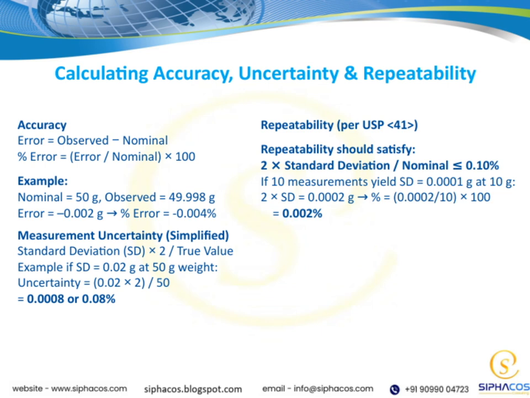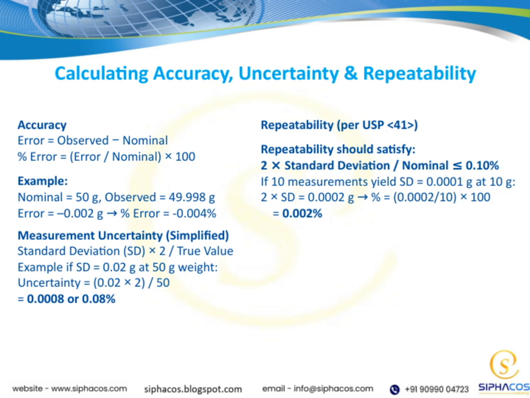Now, moving on to accuracy. Accuracy is about how close your observed measurement is to the true or nominal value. The error is simply the observed value minus the nominal value, and the percent error adjusts that error relative to the nominal to give a clearer picture. For instance, if your nominal weight is 50 grams and you measure 49.998 grams, the error is 0.002 grams. When you convert that to a percentage, it's about 0.004%. This helps us understand how accurate our measurements are.